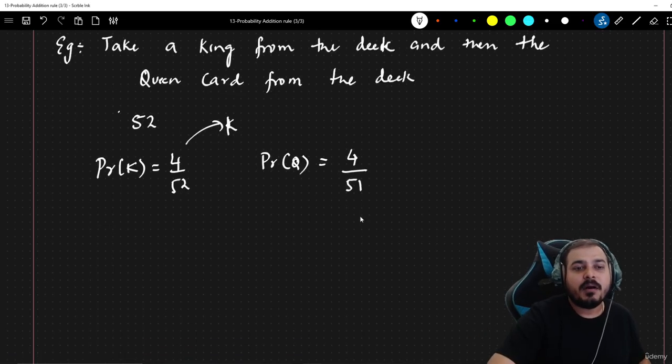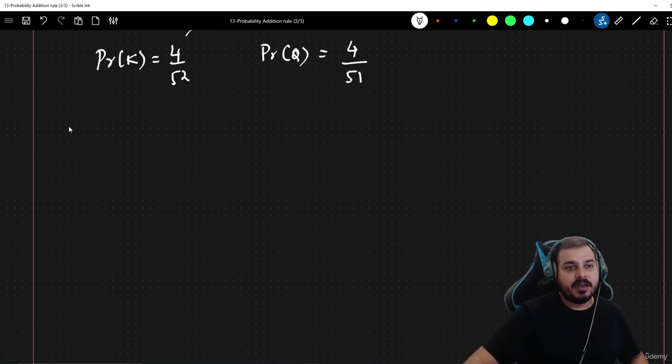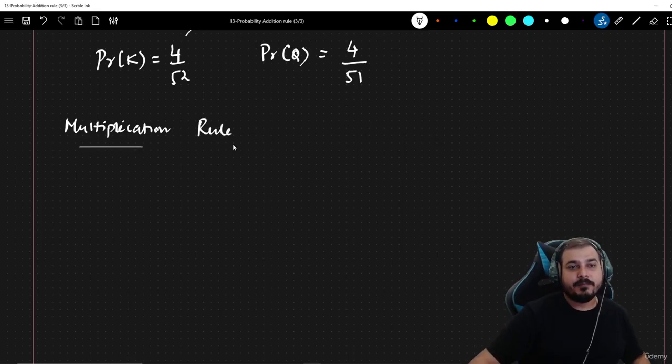So if I talk about the multiplication rule, let me just write down the formula for the multiplication rule, and let's take the same example. First one is for an independent event.